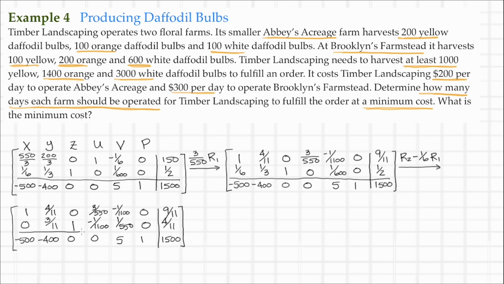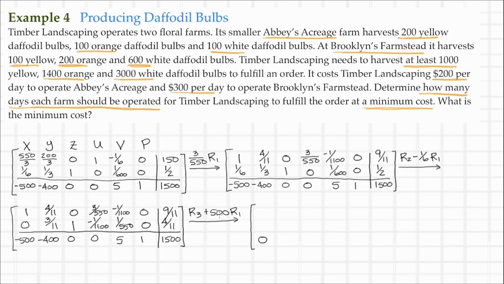Put in our horizontal bar, and now we can target this value here. So we'll take row 3 plus 500 of row 1. Put in the bracket. 1 times 500 is 500. Negative 500 plus 500, of course, is 0. That's the whole idea.